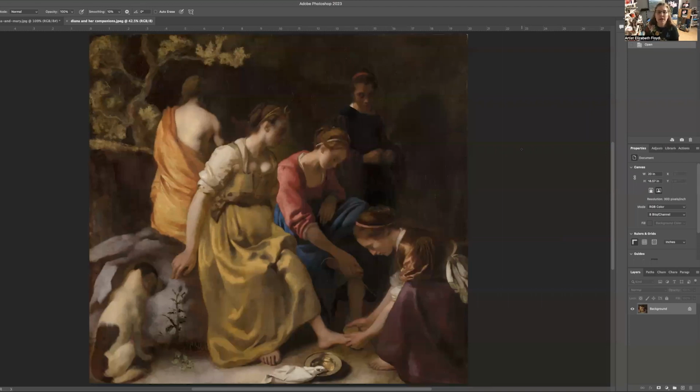Hi there. So in this painting review, we're going to look at Johannes Vermeer's painting of Diana and her companions. This painting was completed by Johannes Vermeer in 1655 to 1656, and so it also falls into his early work.